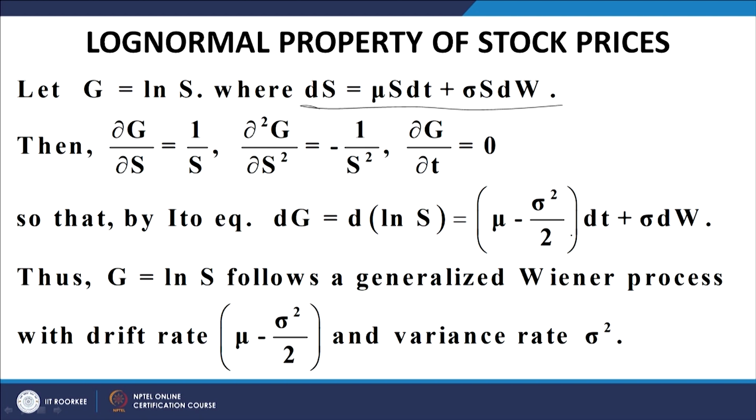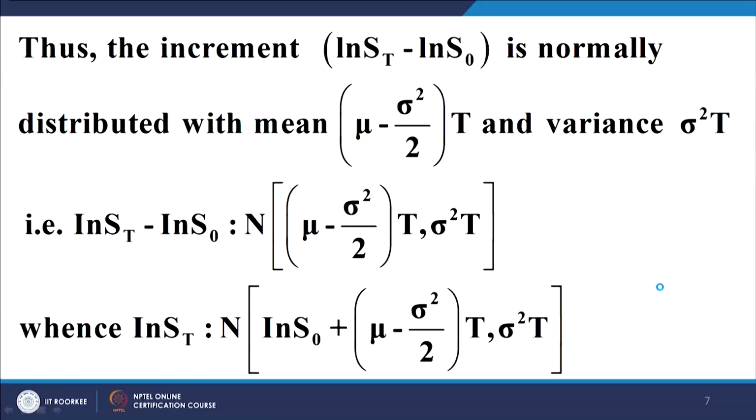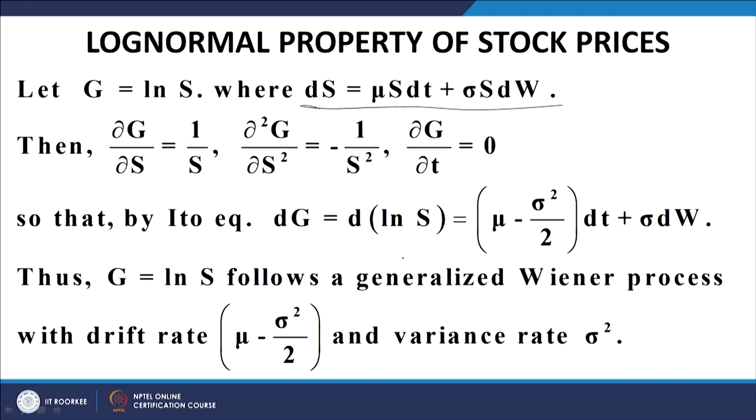So, what does this say? It says that dg follows a Brownian motion or a generalized Wiener process with a drift of this expression and a scaling of sigma. And now, dg is equal to d of log s. If we integrate this between the limits s0 and st, we get log of st minus log of s0. Log of st minus log of s0 is normally distributed with a mean of mu minus sigma square upon 2 into t and a variance of sigma square t.